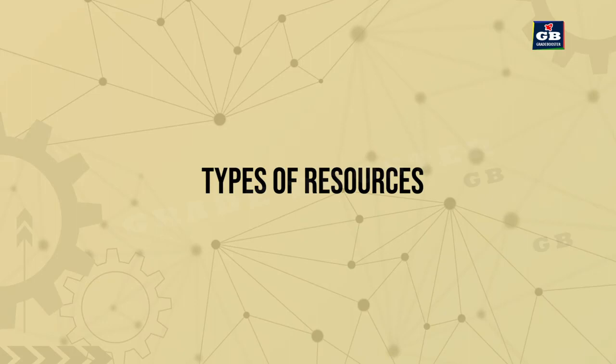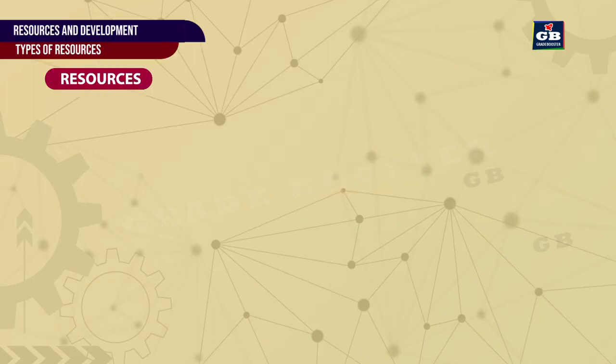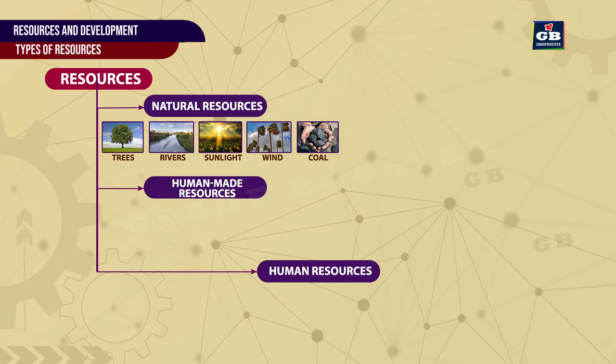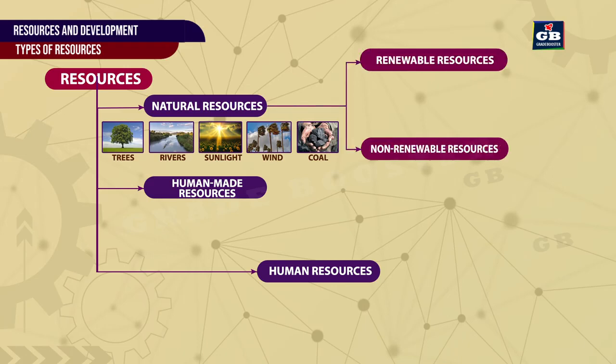Types of resources. Resources are categorized into three main types: natural resources, human-made resources, and human resources. Natural resources. The resources that are found in nature are called natural resources. Example: trees, rivers, sunlight, wind, and coal. These natural resources are further divided into renewable resources and non-renewable resources.